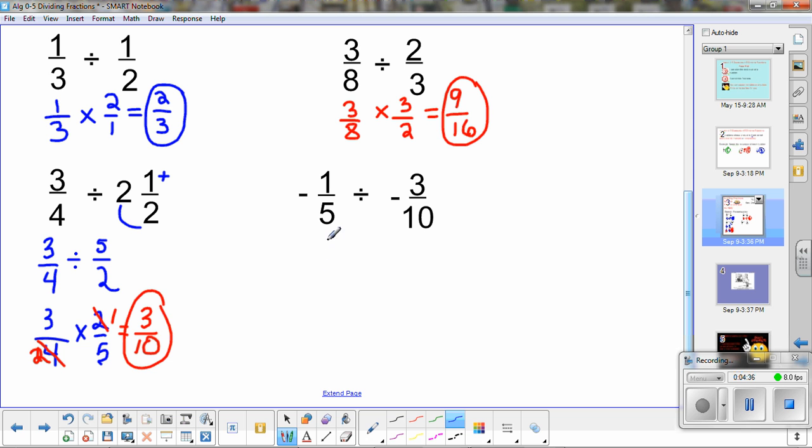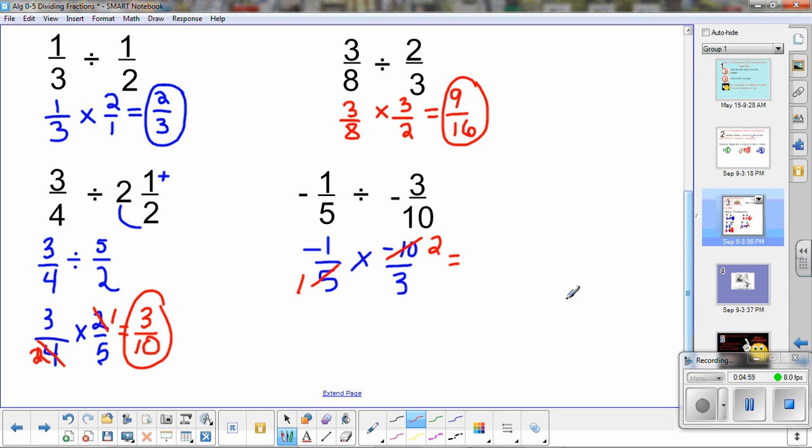Our last example, keep, change, flip. Again, we can simplify before beginning. 5 and 10 can both be divided by 5. 5 goes into 5 once. 5 goes into 10 2 times.